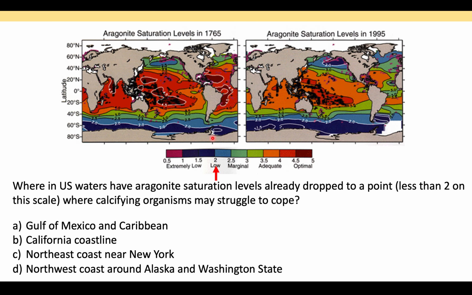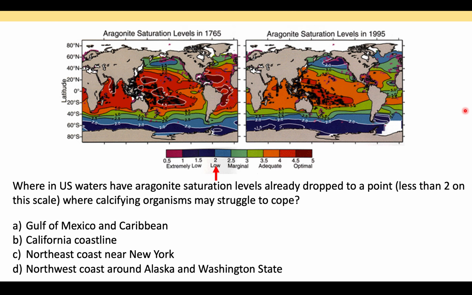So here we have a graph of saturation from 1976 compared to, here on the right, 1995. Take a look at this and see where these saturation levels have dropped to a point that is very dangerous for the organisms that rely on this carbonate, meaning less than 2 on this scale. Less than 2, which I have this arrow to show, is a point where these organisms are going to have a very, very hard time surviving.